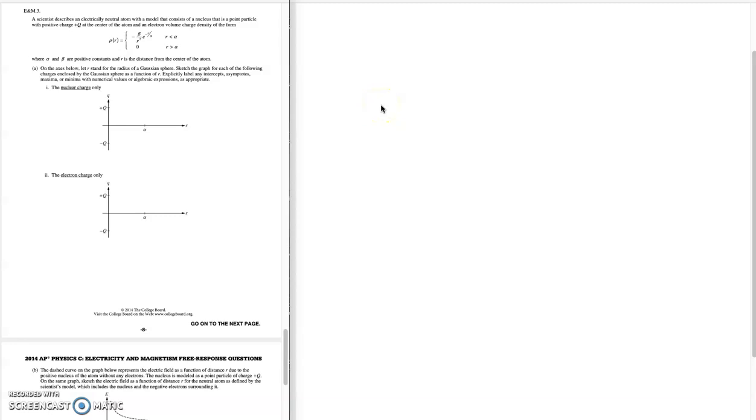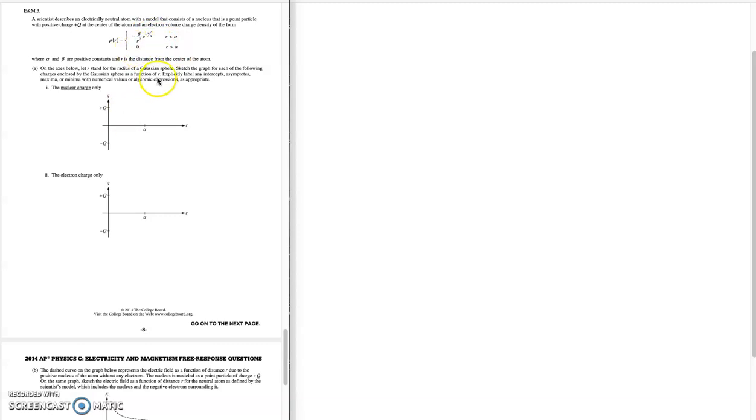All right, let's take a look at 2014 E&M number 3. This is the electrostatics question, and it being number 3 is probably an indication that it is hard. Take a look at the density function that they've given us, where if you're inside alpha, you have this density function, which is a combination of inverse square and exponential decay. And then if you're outside, it's 0.